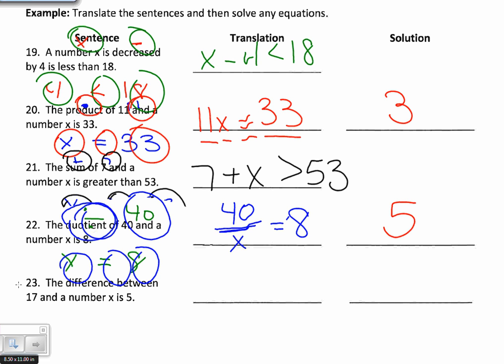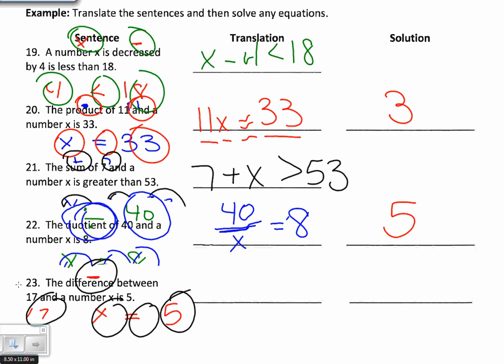Okay, last one. I'm going to again erase a little bit here so that we can have some room to write. The difference. Remember, difference means subtract. Between 17 and a number x, remember the number we don't know is x, is means equals 5. Again, I'm going to look at all the things I have to write my sentence. I have subtraction. So I'm going to subtract 17 and x, and it equals 5. So 17 minus x equals 5.